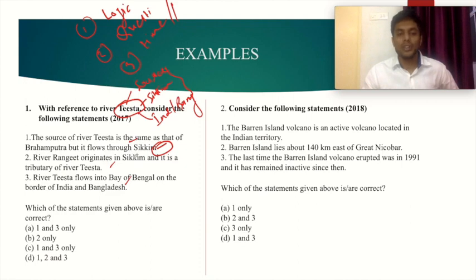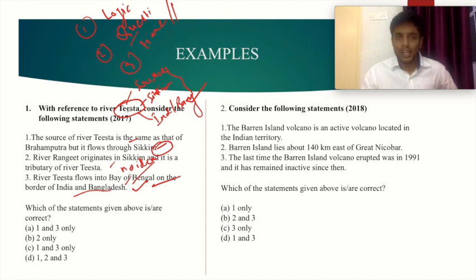River Rangit originates in Sikkim and it is a tributary of Tista River. I have no idea whatsoever about it. Now river Tista flows into Bay of Bengal on the border of India-Bangladesh. Oh, it is correct, because India and Bangladesh, I know this condition is satisfied. And in this haste, we try to say that, okay, three is correct. So answer is here itself, right? But no, here one thing is there. You have to spend time on your question reading.